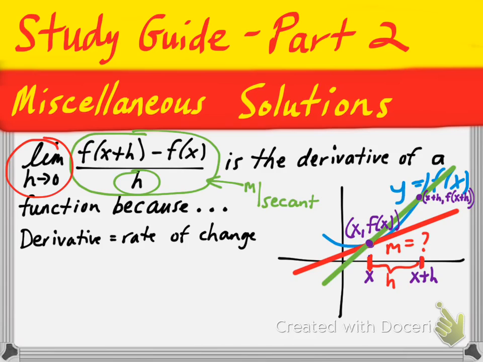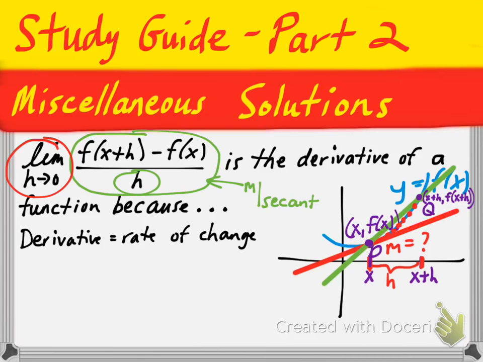And meanwhile, this other point along the curve gets closer and closer to the point over here. Let's call this point P, and let's call that point Q up there. So point Q gets closer and closer to point P. And as Q gets closer and closer to P, the slope of the secant line approaches the slope of the tangent line. So the slope of the green line gets closer and closer to the slope of the red line as h gets closer and closer to 0.